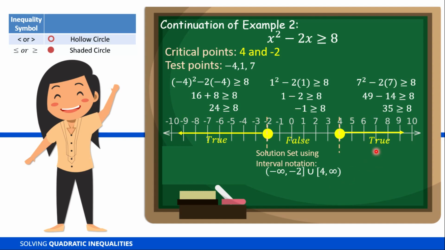Isa pang solution set natin is itong nasa third region, no? Umpisahan natin sa mas maliit na value. Si 4, yung critical point natin, kasali sa solution set, kaya bracket ang ating ginamit. Going to positive infinity. Tuloy-tuloy yan, okay? Positive infinity and then parentheses. Gumamit tayo dito ng symbol ng union since we have two regions na kasama sa ating solution set.